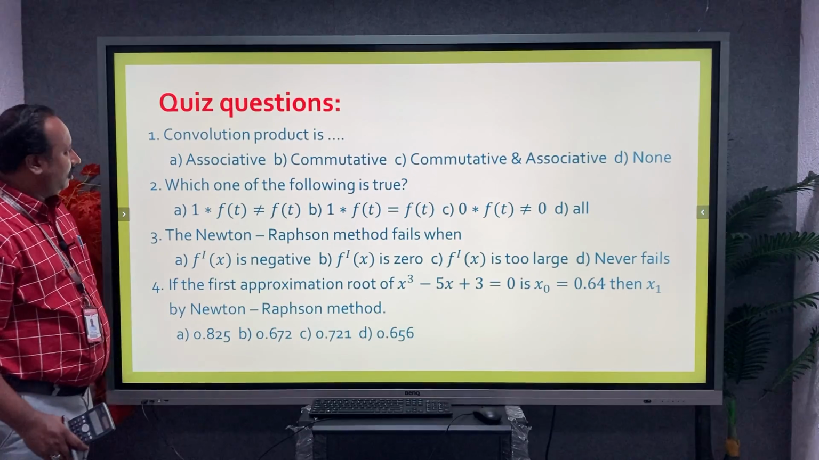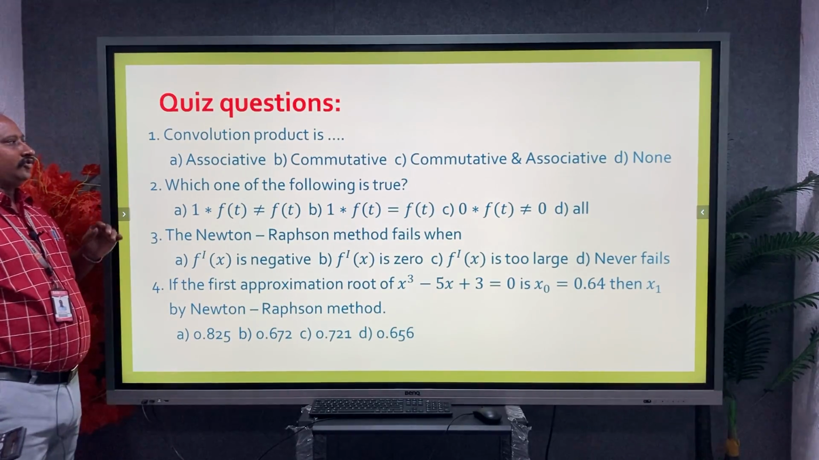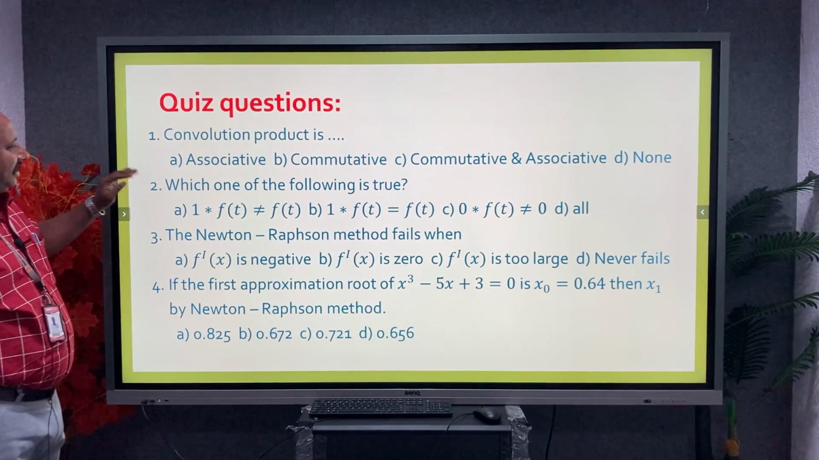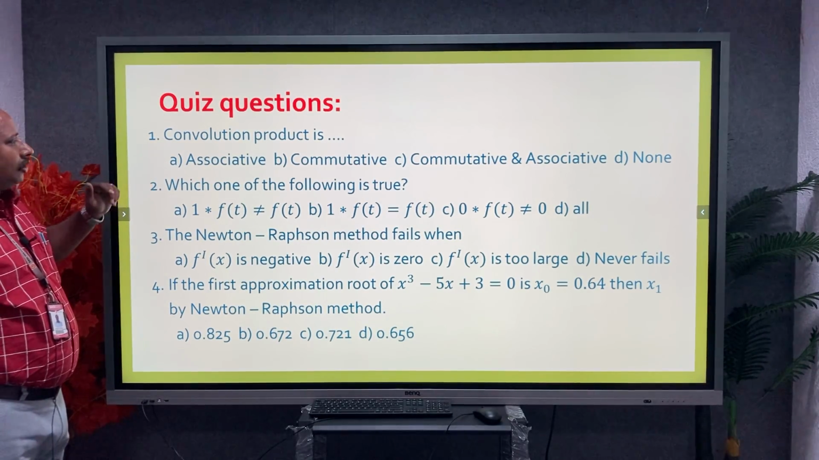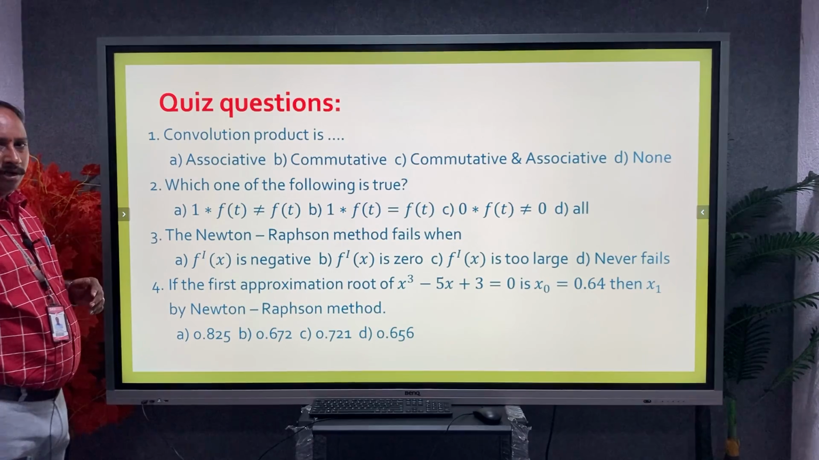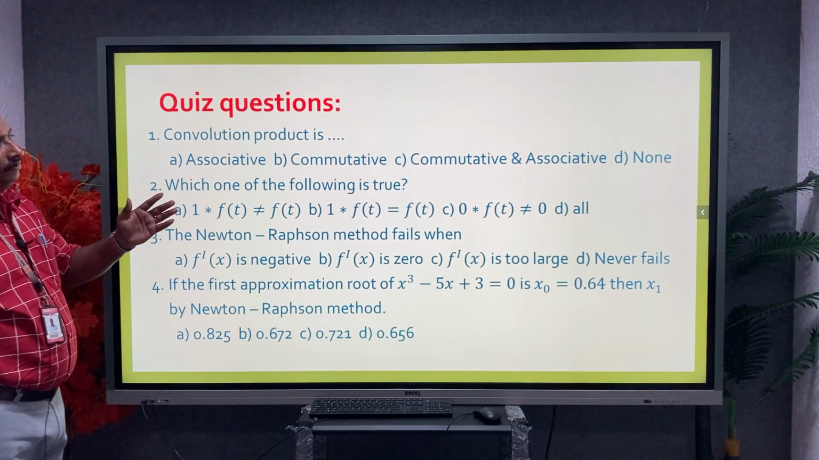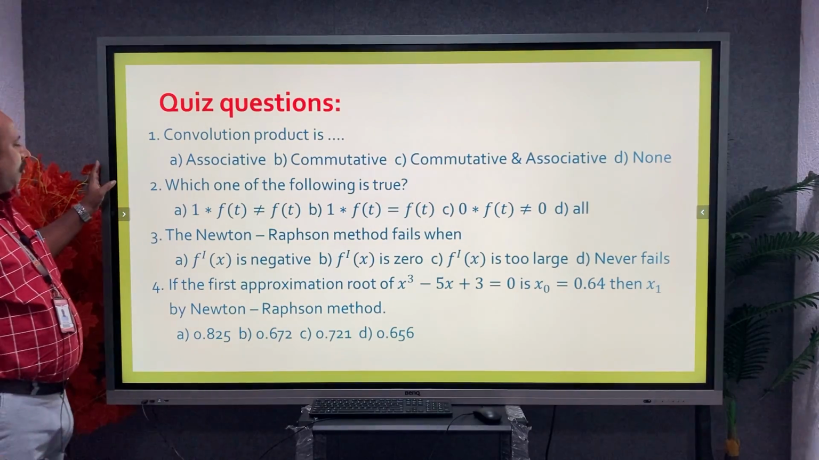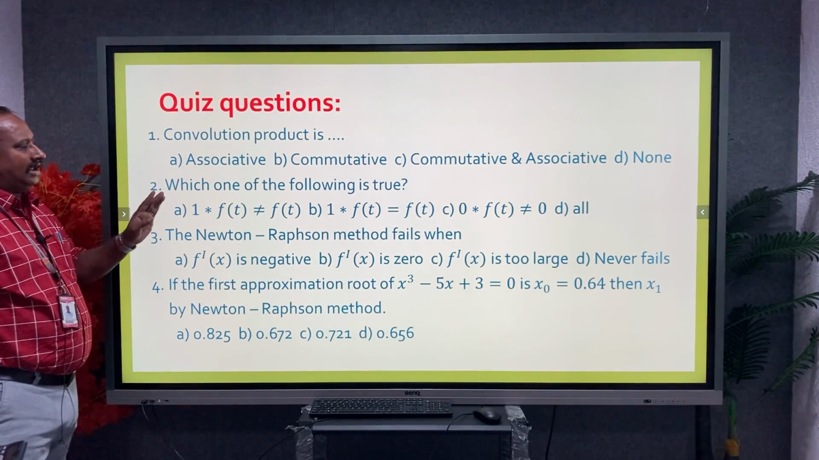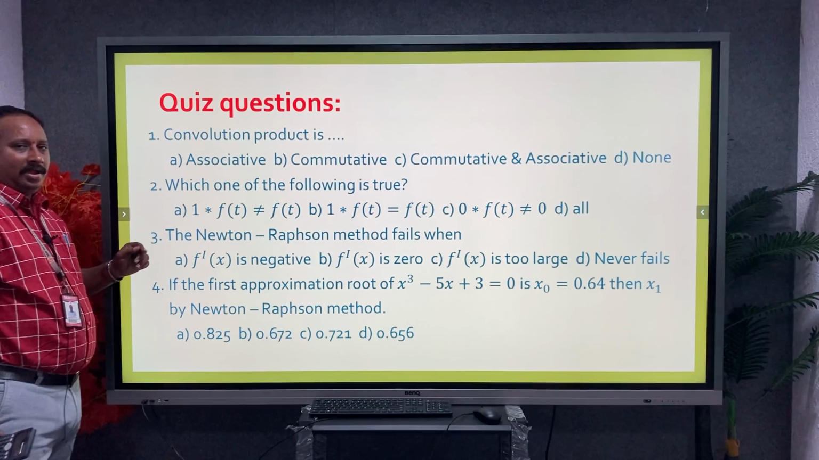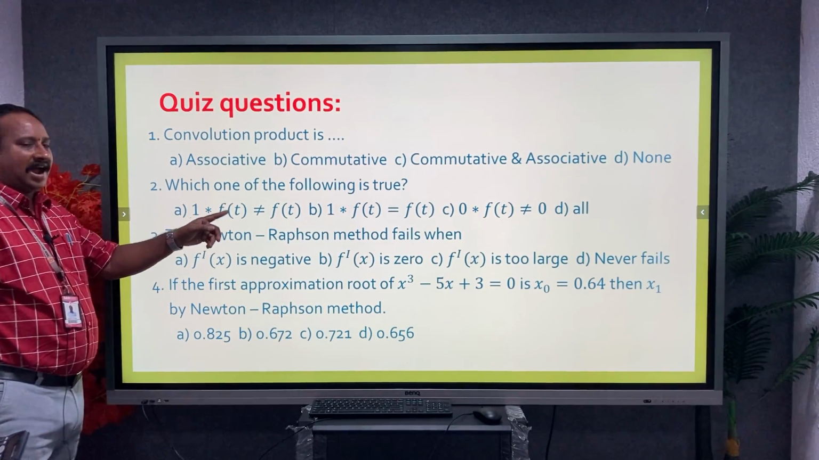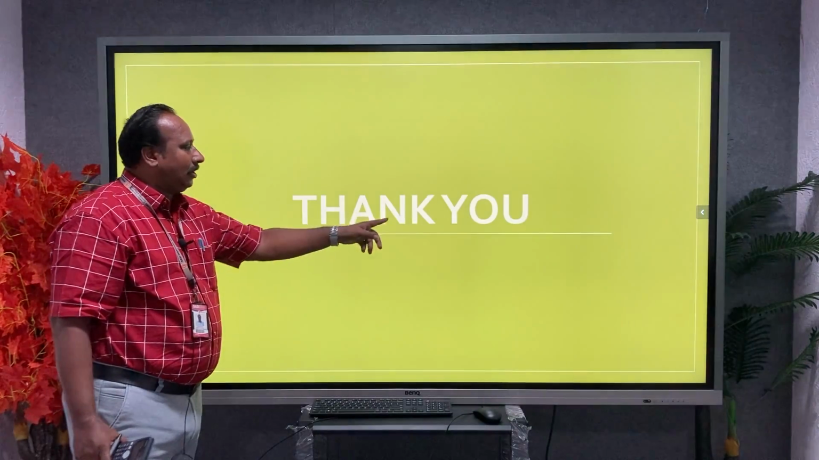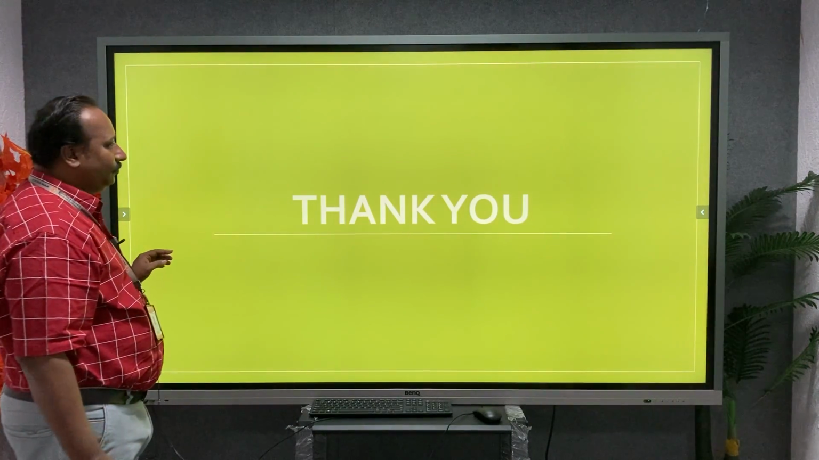Now the quiz questions. The first one: the convolution product is option A, associative; option B, commutative; option C, both commutative and associative; option D, none. Now the second one: which of the following is true? Option A, 1 star f of t is not equal to f of t. Option B, 1 star f of t equal to f of t.